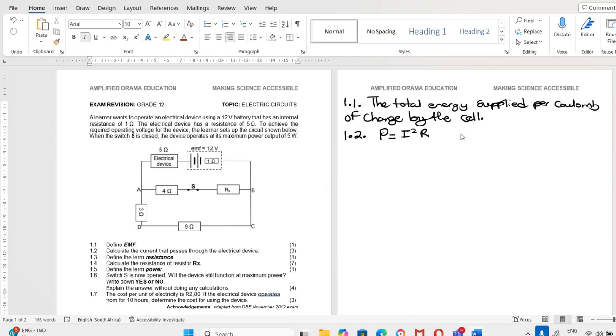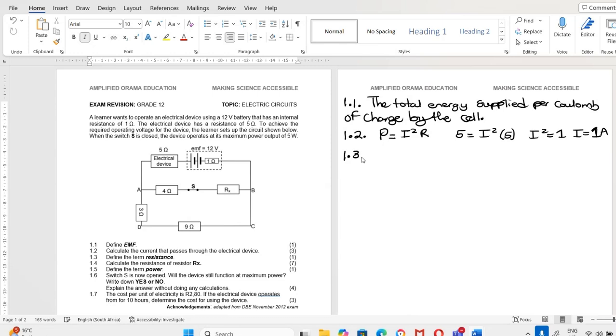We already have power, which is 5, and we're looking for current, which is I squared in this context, and then the resistance is 5. And so there, I squared is equal to 1. And therefore, I is equal to the square root of 1, which is 1 amp. And so the current flowing through the electrical device is 1 amp.